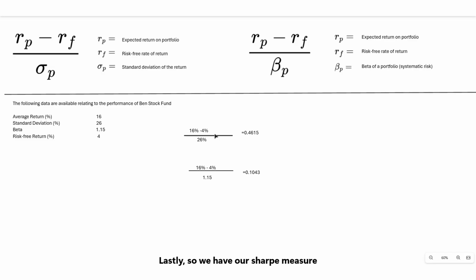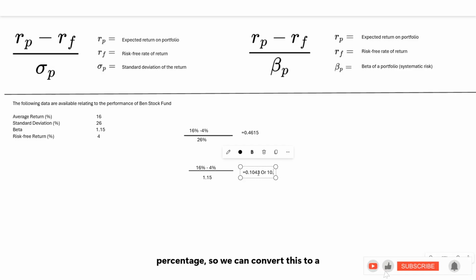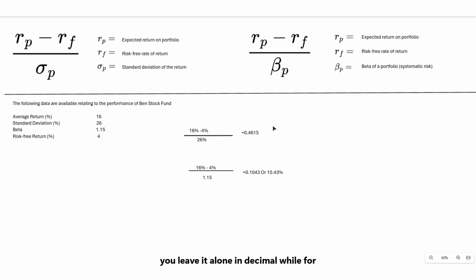Lastly, our Sharpe measure is left like this. Then our Treynor's measure can also be converted to percentage, so we have 10.43%. For your Sharpe ratio, you leave it alone as it is. For your Treynor ratio, you can either convert it to percentage, which is mostly preferred, or you can leave it in decimal. But this is in ratio terms, so it's going to be left alone like this.